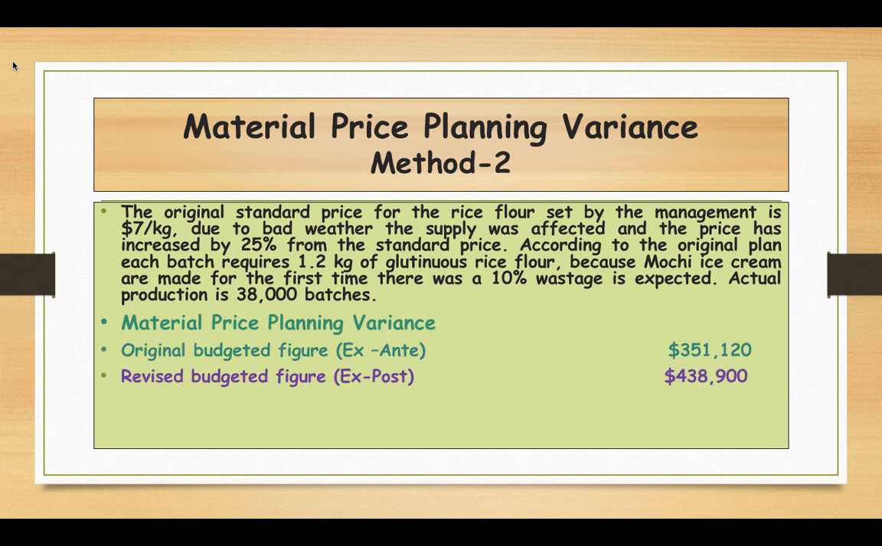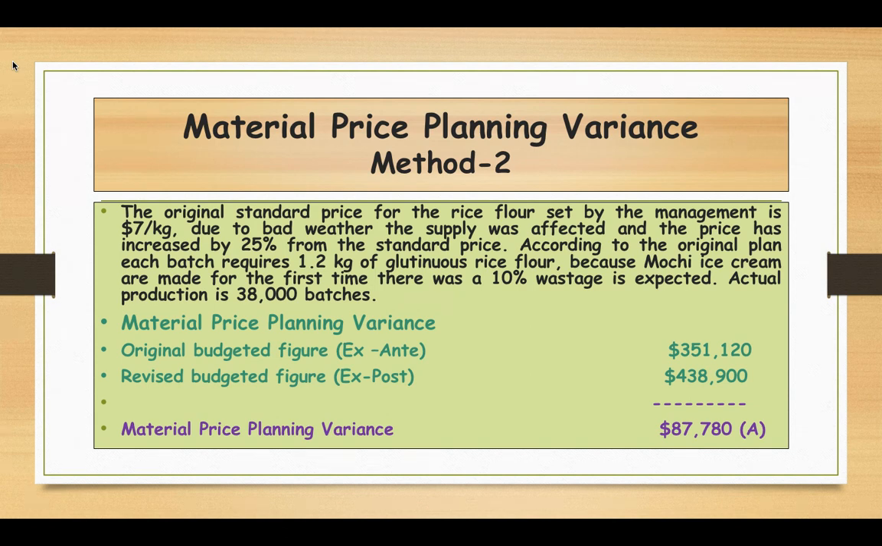Now we'll see the revised budgeted figure, which is the ex post. Here we need to consider the 25% price increase. So $7 times 1.25, which is our 25% increase. So the new standard price is going to be $8.75 per kilogram. So times 38,000 times 1.2 kgs times the 1.1. Then we will get $438,900. So the material price planning variance under method 2 is going to be $87,780 adverse.